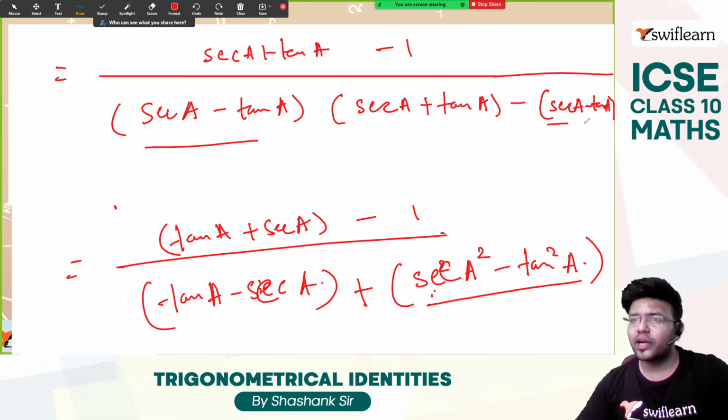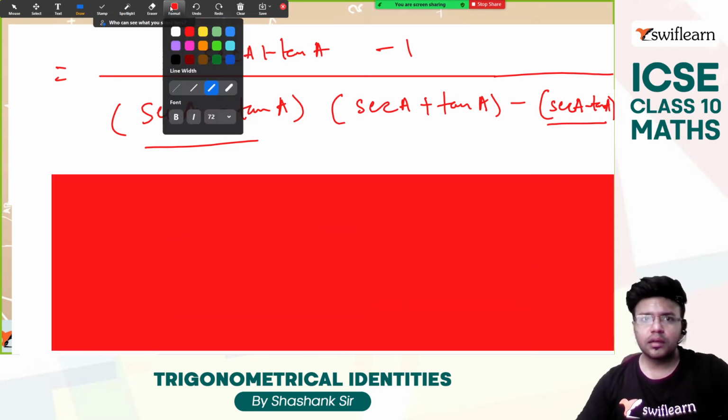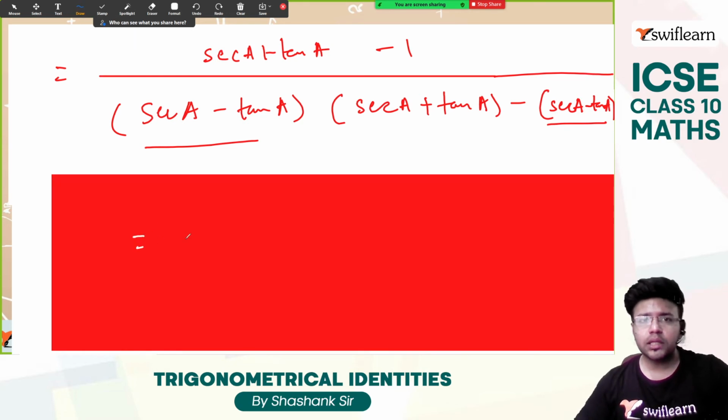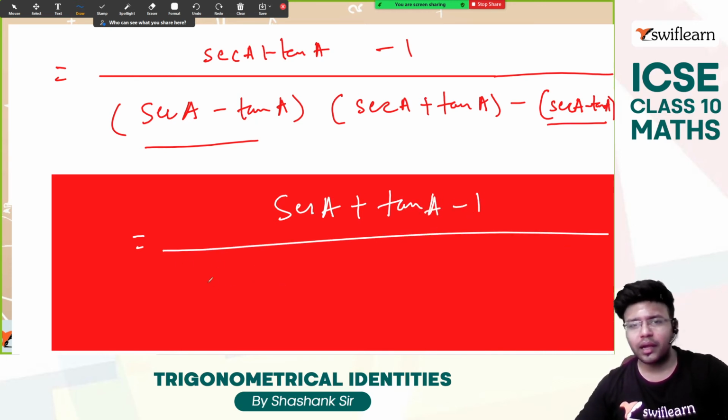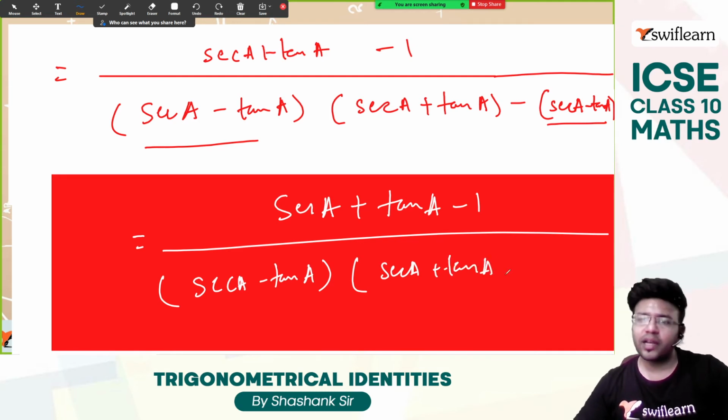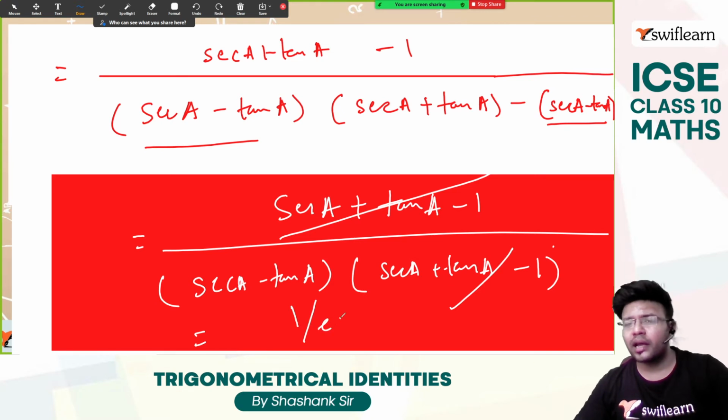From this too, I want to take this common. So what will I be left with? I will be left with sec A plus tan A minus 1 divided by, if I take sec A minus tan A common, sec A plus tan A, and here I've taken it common, so I'll be left with minus 1. Now this whole term gets cancelled. I'm left with 1 by sec A minus tan A.